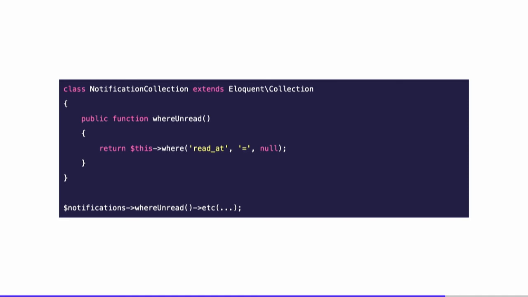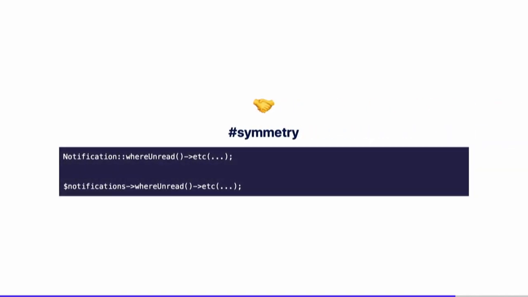Okay, so this is how we might do it on a collection. So we're just going to create a collection method called where unread, do the same thing essentially, but for in-memory stuff, and then we'll be able to work with that collection, which creates some nice symmetry when we have those together.